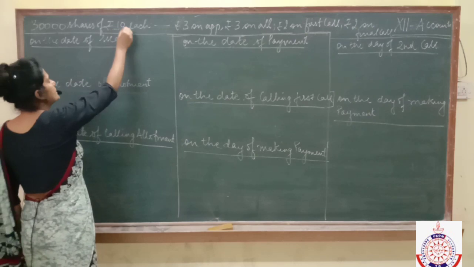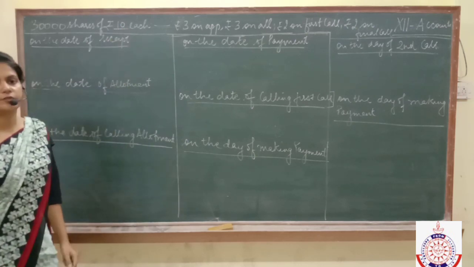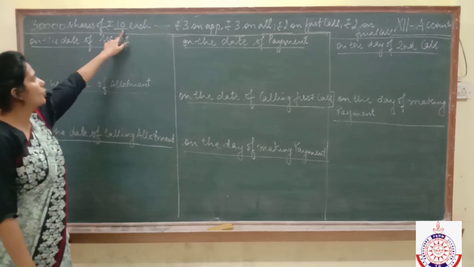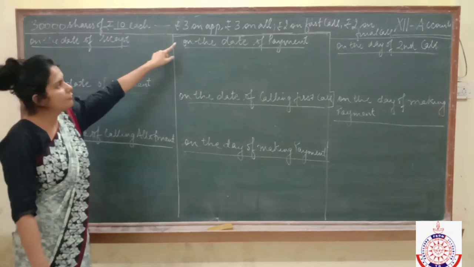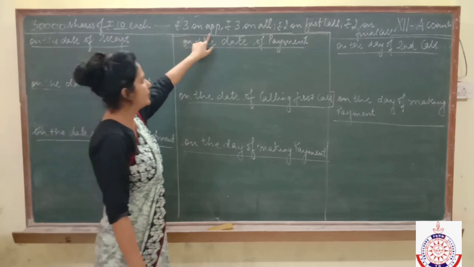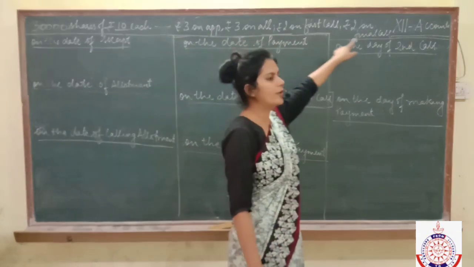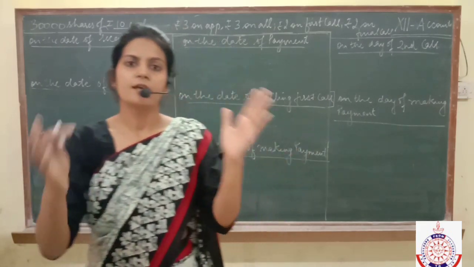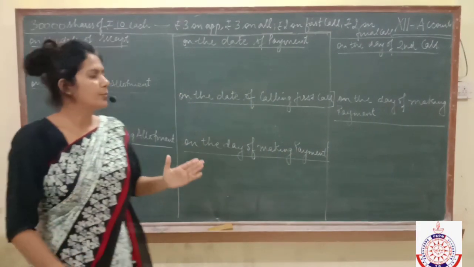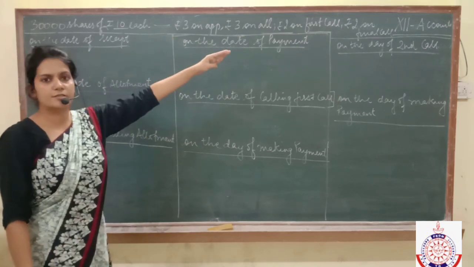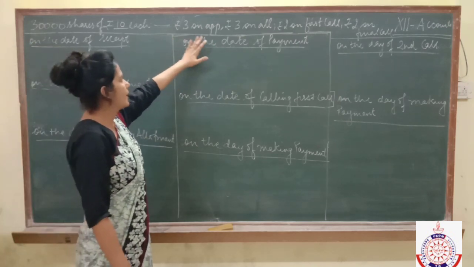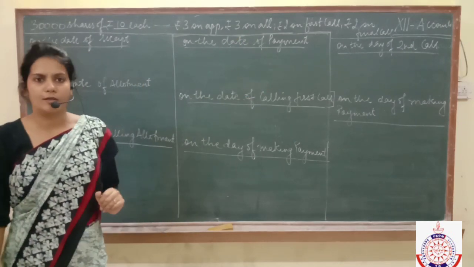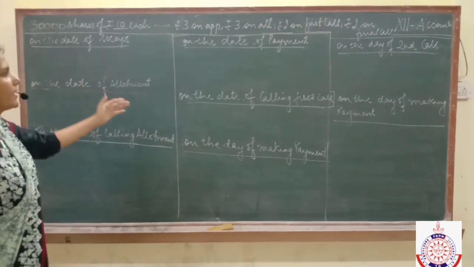Means here rupees 10 is the face value of the share, or the actual value of the share. Now the company has called this rupees 10 in 4 installments, that is application, allotment, first call and final call. It means the company has not called rupees 10 as a whole, rather it has called rupees 10 in different installments of rupees 3 on application, 3 on allotment, 2 on first call and 2 on final call. Now you have to pass the entries.